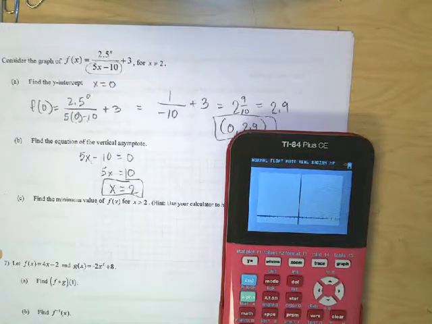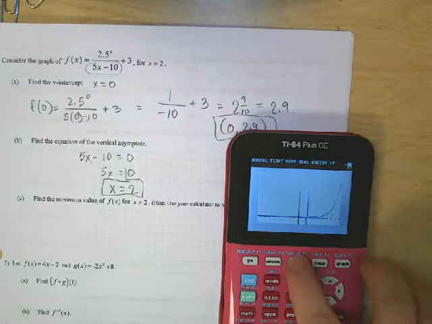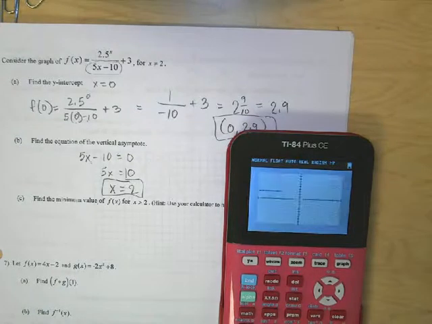Here it comes. Oh, I don't like that either. Let's do a zoom 6, standard. See if that helps. Since I don't really know what this graph is going to look like, I'm not sure how to set my window, so I kind of just play around with it. Okay, so there it is.